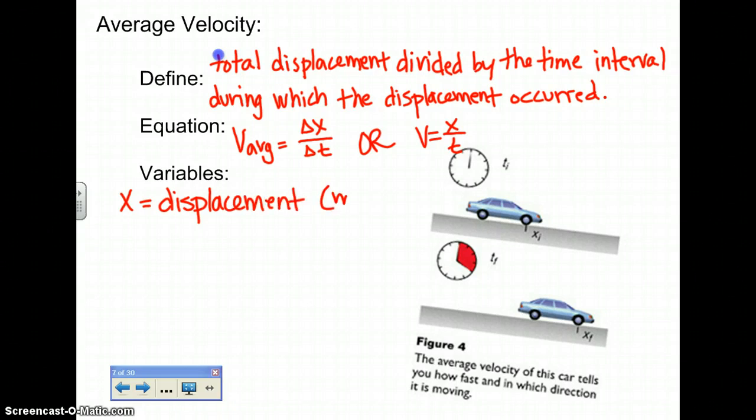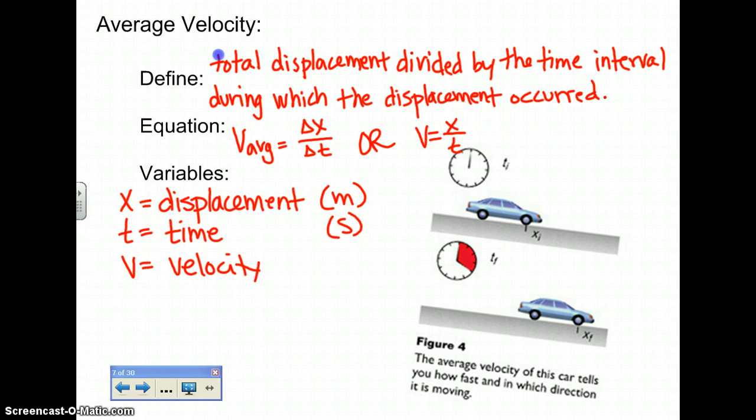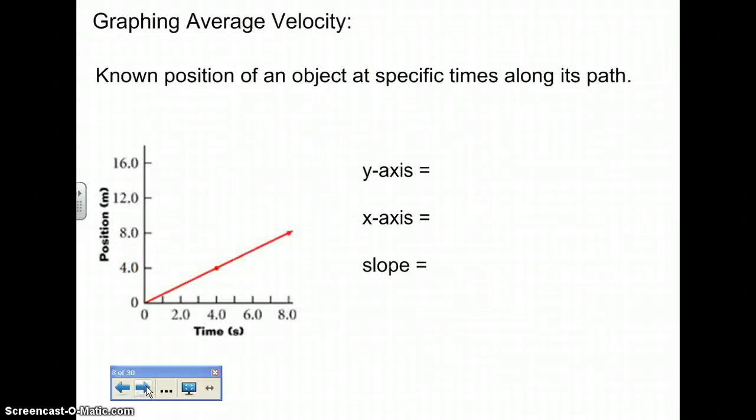and displacement should be measured in meters, and t is going to stand for time, and that should be measured in seconds. So therefore, what will velocity's units be? Well, look at the equation. If you have velocity equals displacement, which is meters, divided by time, which is seconds, then your units for velocity should be meters per second. Cool. All right, so there's some equations that you need to learn.